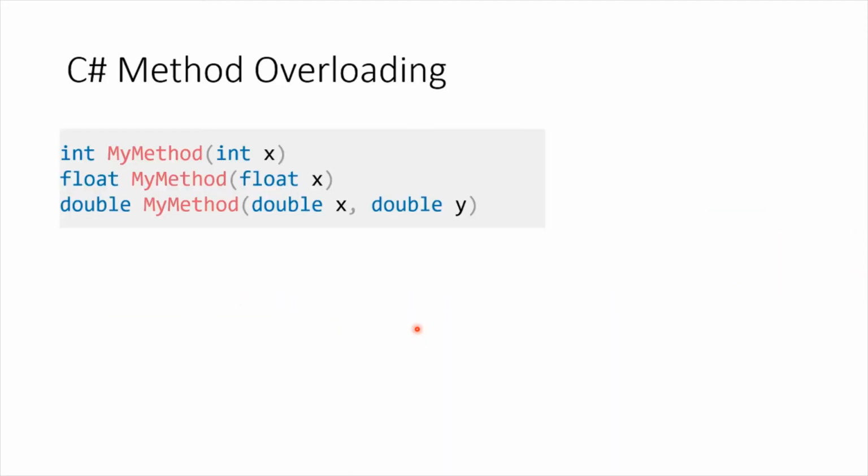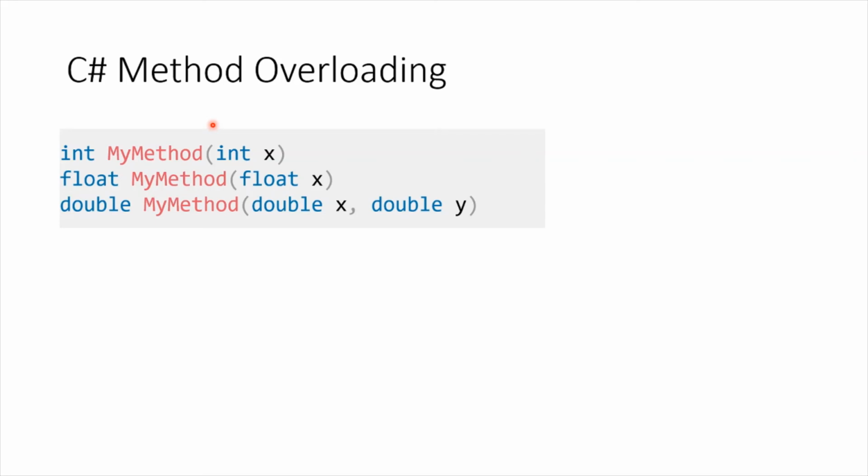Now you need to have overloading. So you have a function which calculates something, and then you have a function which calculates the same thing but with different parameter types. Here you have parameter integer. For the second method you have parameter float, and for the third method with the same name you have double y, double x. So you have a parameter type of double.